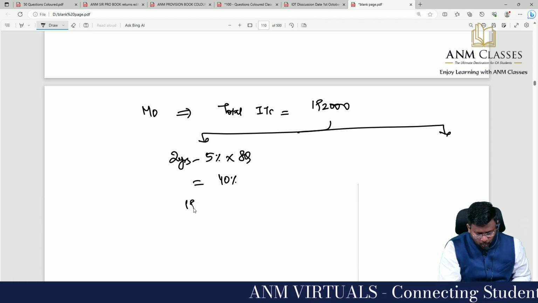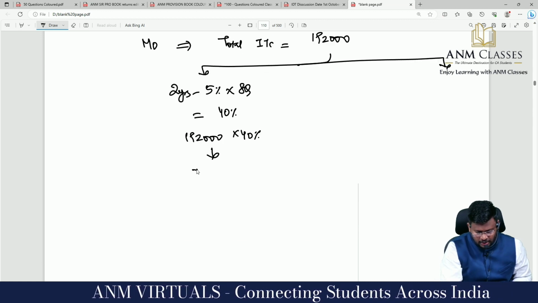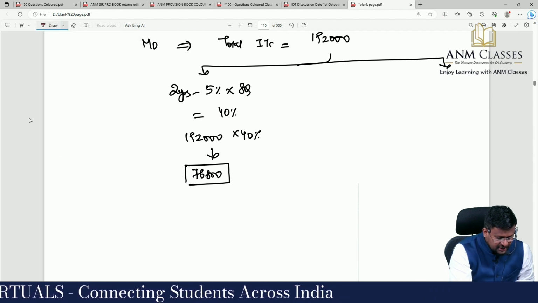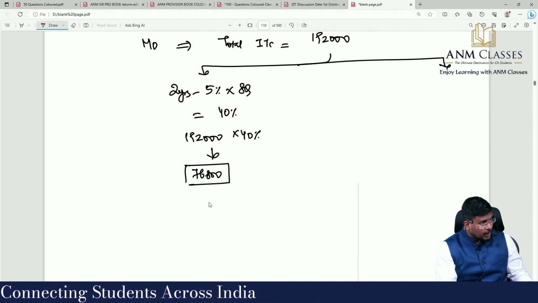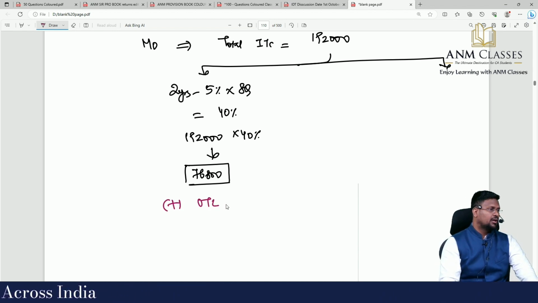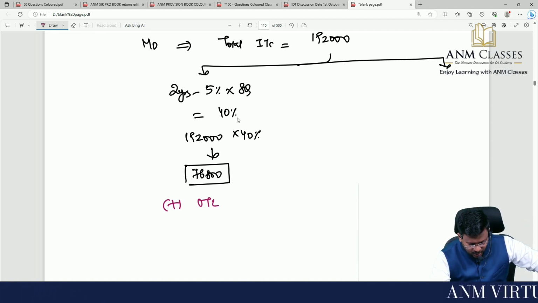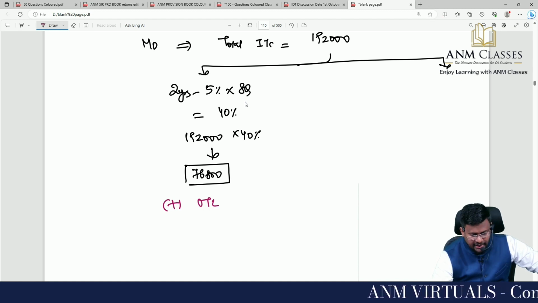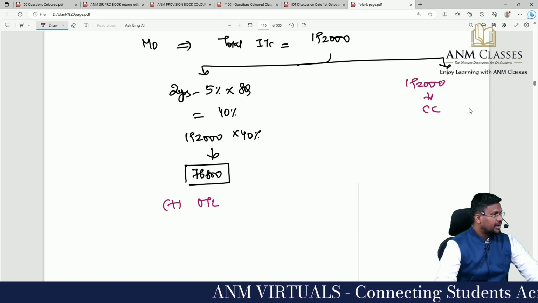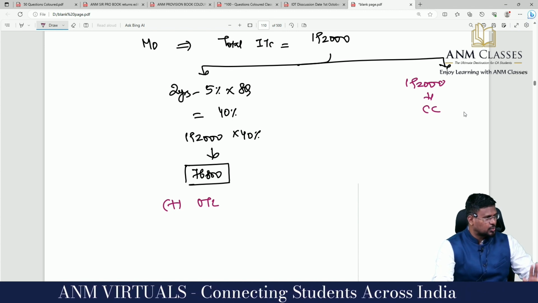கரெக்டா? அப்போ 1,92,000 into 40% comes to 76,800 is ineligible credit. This ineligible credit you will be regularizing by adding to the output tax liability. Output tax liability. Correcta? Whereas, sir, when you regularize this 76,800, entire 1,92,000 become common credit. Yes or no? இனிமே காமன் கிரெடிட் வந்து 1,92,000 minus 76,800 கிடையாது.